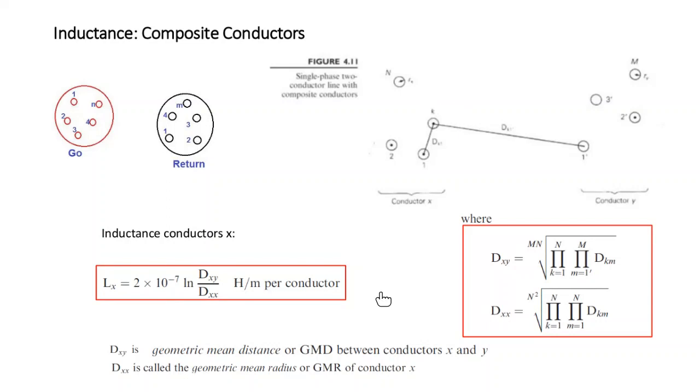Therefore, you need to multiply N times 1 to 1 prime, 1 to 1 prime, and then 1 to 2 prime. These are the distances you will draw. From each conductor you will draw a line. These are the distances, and so on.